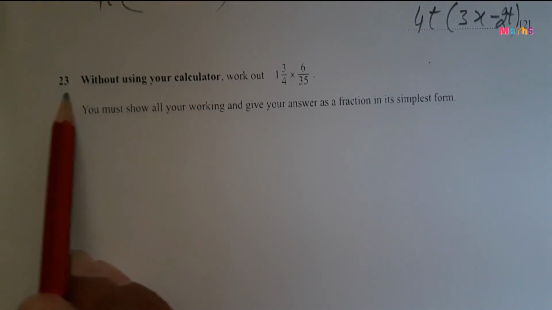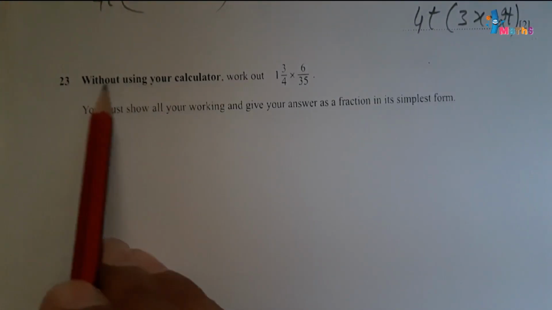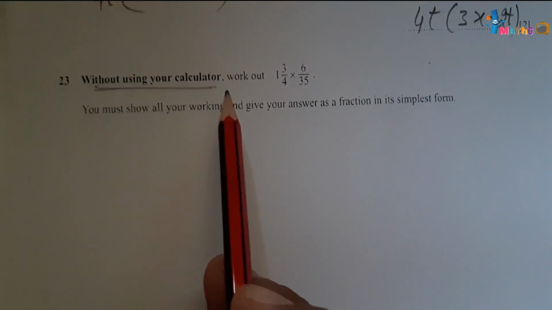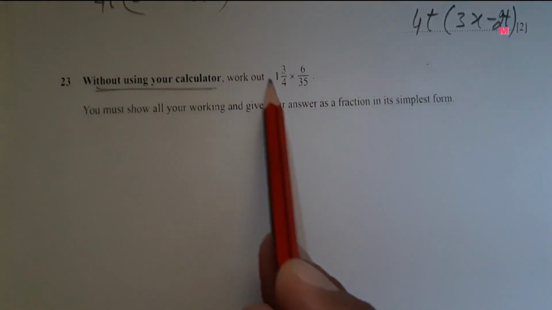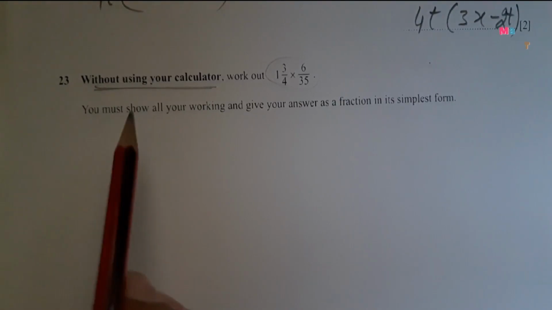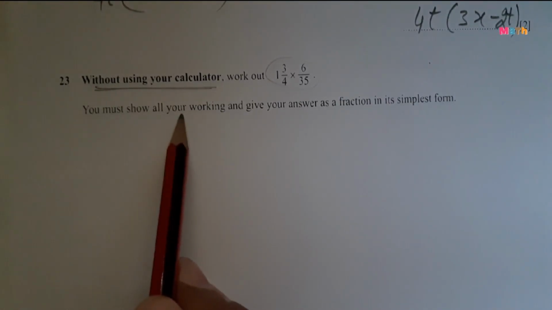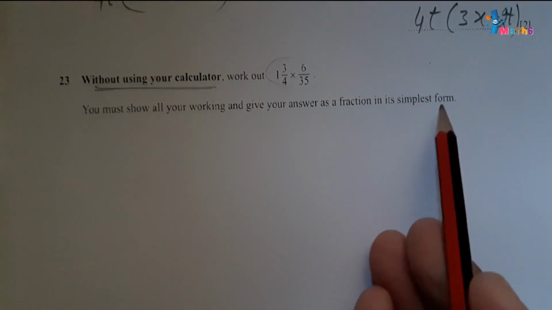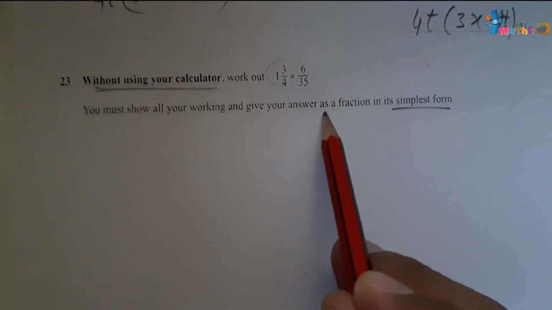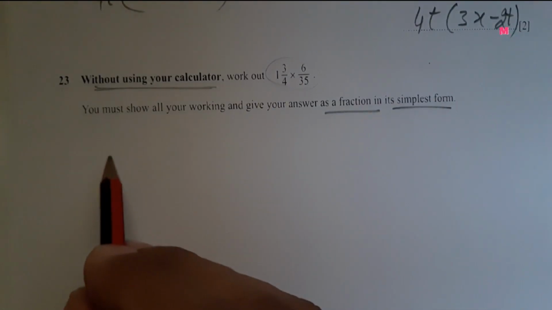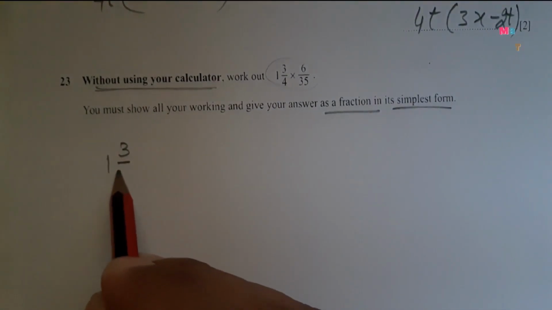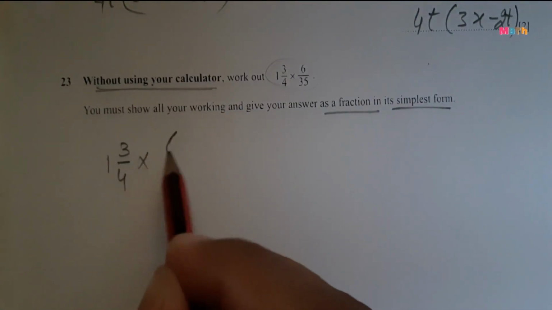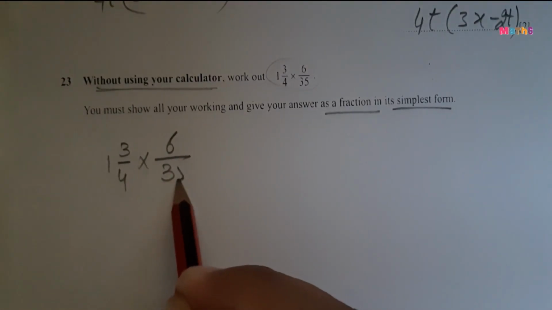Question number 23. Without using your calculator, you are not allowed to use a calculator. Work out this expression. You must show all your working and give your answer as a fraction in its simplest form. So the question is 1 whole 3 by 4 multiplied by 6 over 35.